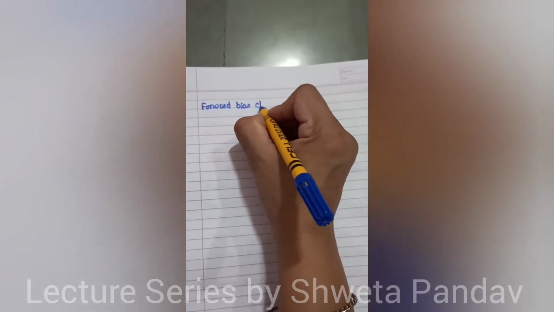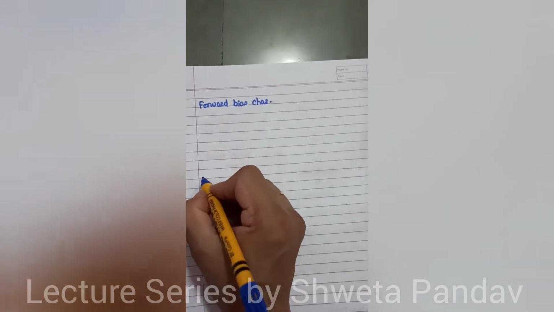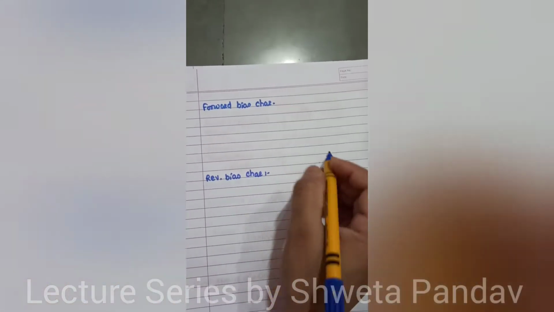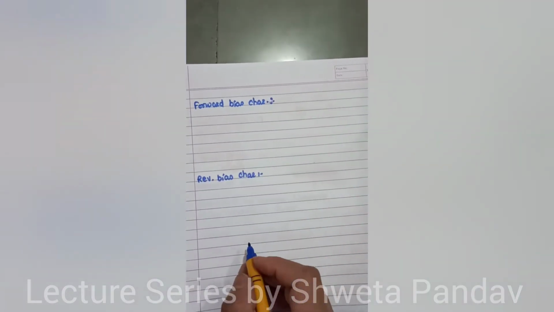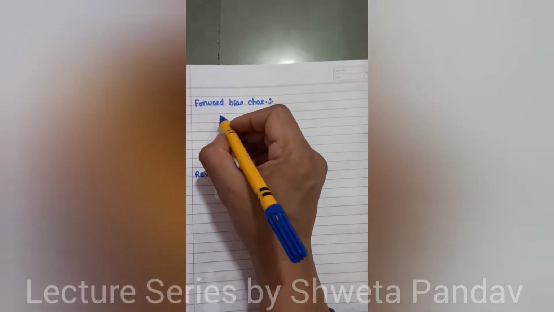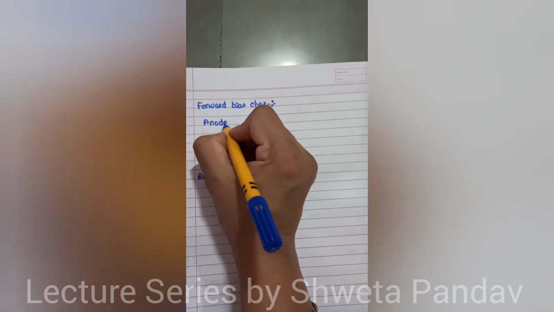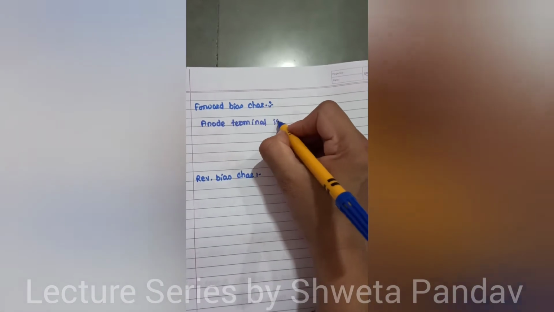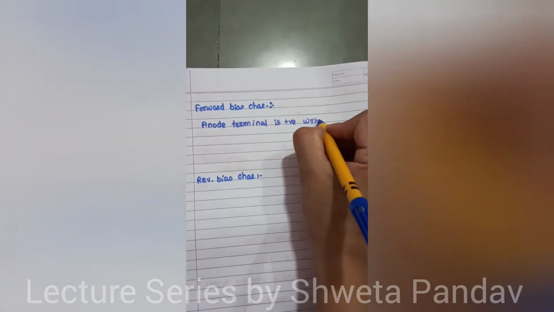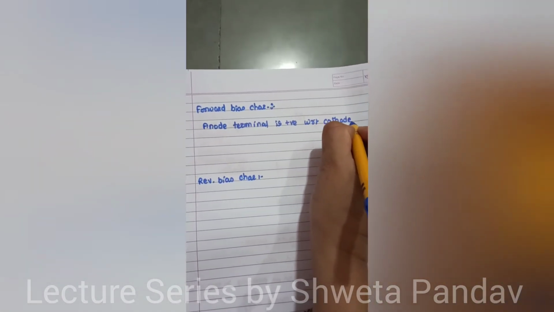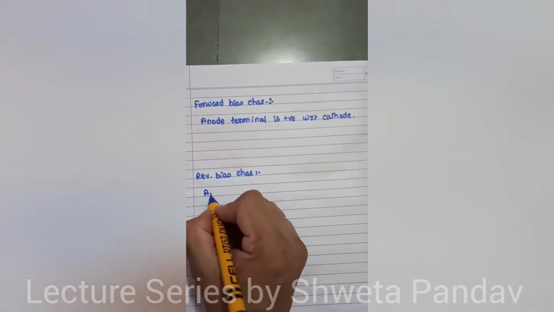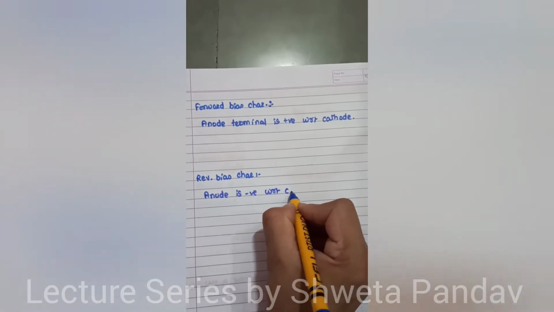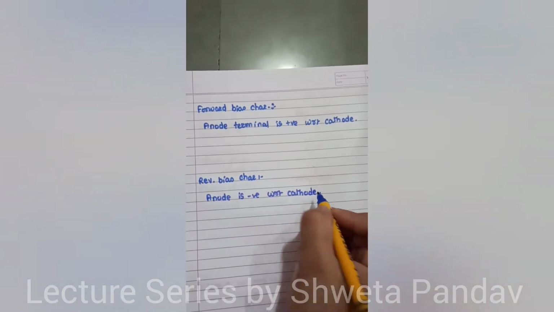It is near about similar to the SCR IV characteristic. In forward bias characteristic, the anode terminal is connected to the positive of the battery. Anode terminal is positive with respect to cathode. And in reverse bias characteristic, the anode is negative with respect to cathode. First we will see the reverse characteristic.